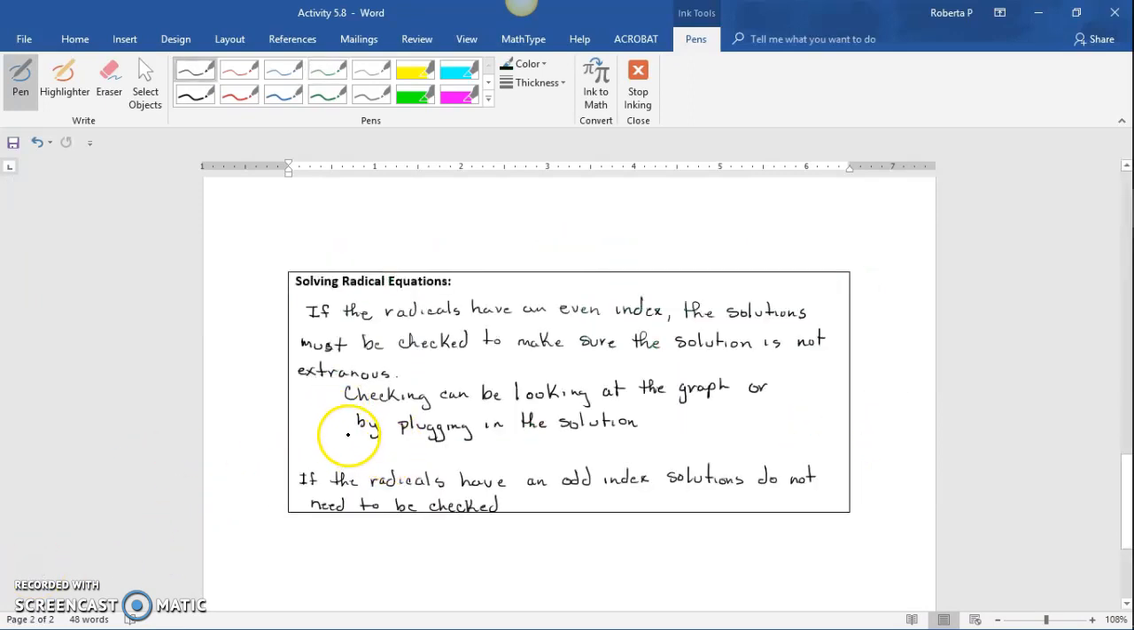Okay, so to summarize everything, if the radicals have an even index, the solution must be checked to make sure the solution is not extraneous. Now we can check that by looking at the graph to see if there's a point of intersection, or by plugging in the solution and checking to make sure the solution makes sense. If the radicals have an odd index, then solutions do not need to be checked.